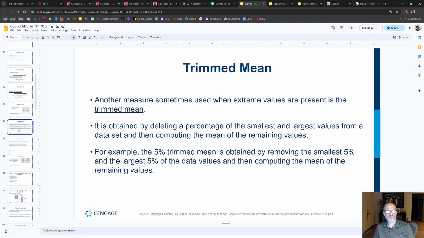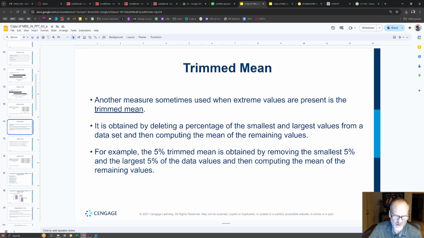Another measure sometimes used when extreme values are present is the trimmed mean. It is obtained by deleting a percentage of the smallest and largest values from a data set and then computing the mean of the remaining values. For example, the 5% trimmed mean is obtained by removing the smallest 5% and the largest 5% of the data values and then computing the mean of the remaining values.